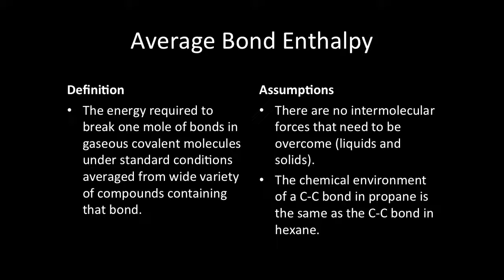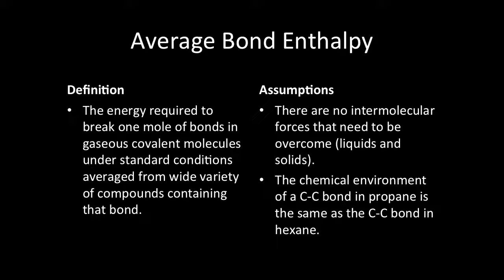By definition, average bond enthalpy is the energy that's required to break 1 mole of bonds in the gaseous form of a covalent molecule. And it is an average bond enthalpy because these bond enthalpies are averaged over a wide variety of compounds that contain that particular bond whose enthalpy we're calculating.